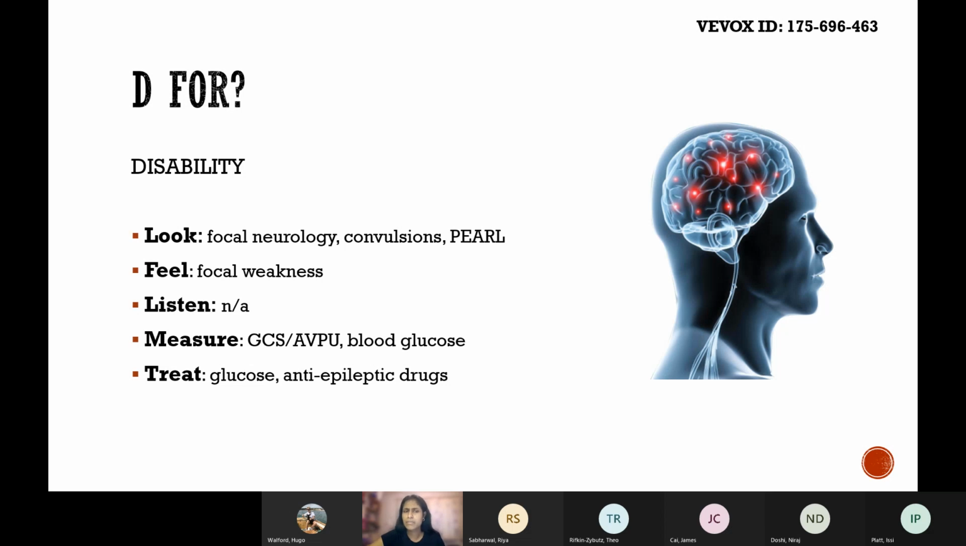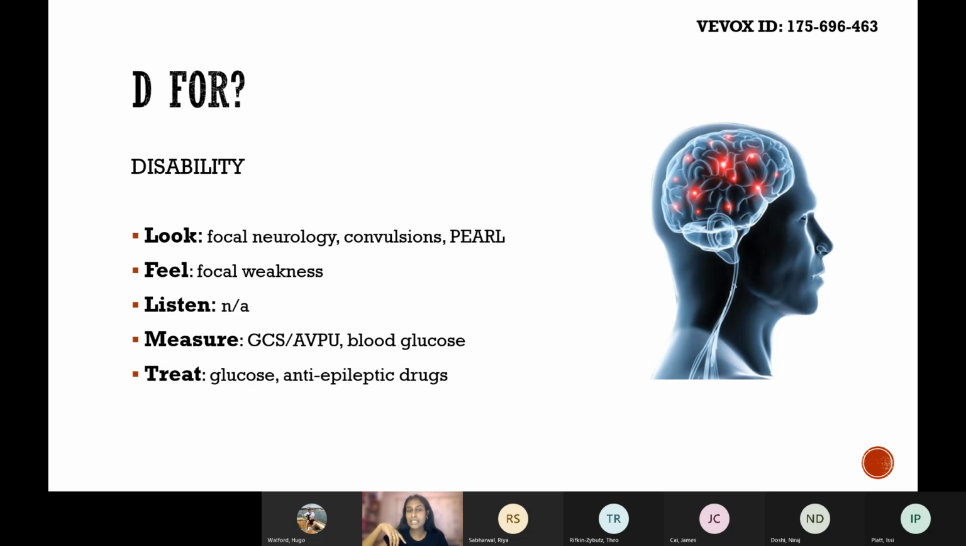That will be documentation you might see very frequently, especially in your acute med placement, so it's useful to know. Feeling for focal weakness, and then for listen, it's not really applicable to the disability part of this. In terms of what you might measure, you're going to be carrying out either a GCS or an AVPU score. It's good for you to be familiar with what the Glasgow Coma Scale is and how you measure that. But in an OSCE, PEL was pupils equal and reactive to light. Maybe Niraj can type that in as I continue speaking.